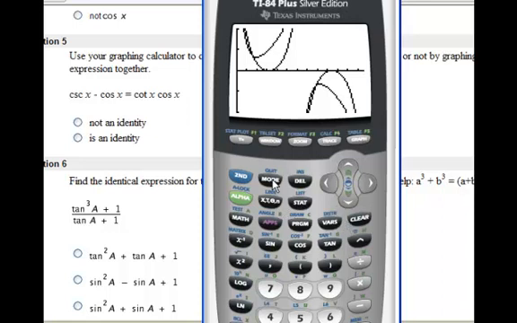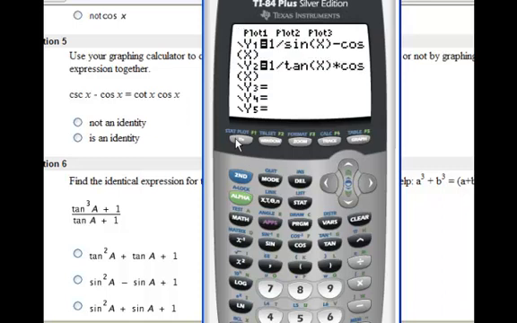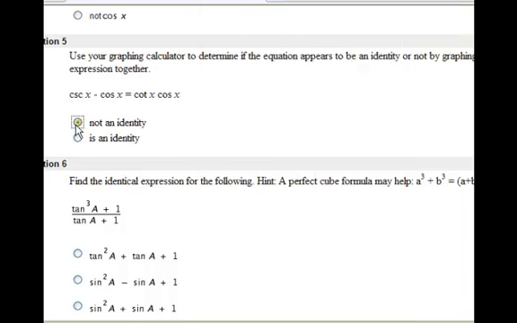I may want to double check if I actually typed them in correctly. This one is 1 over sine is a cosecant, and then minus cosine, and the other one is 1 over tangent is the cotangent times cosine. So I did type it in correctly, and this one is not an identity.